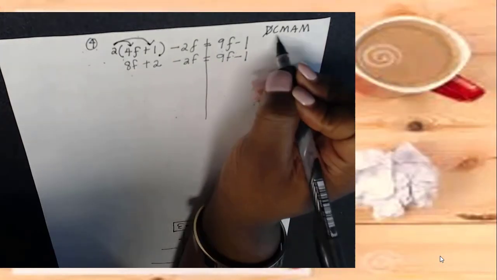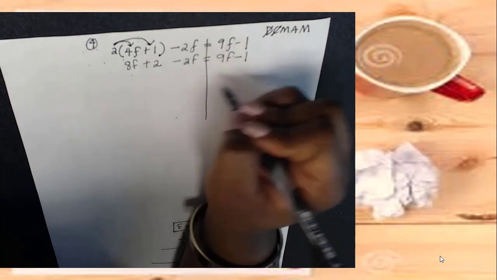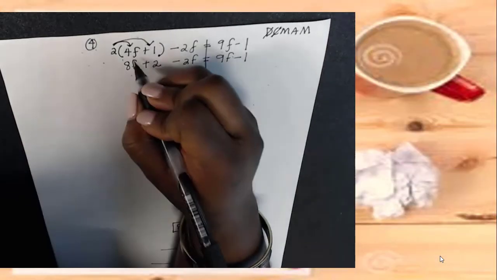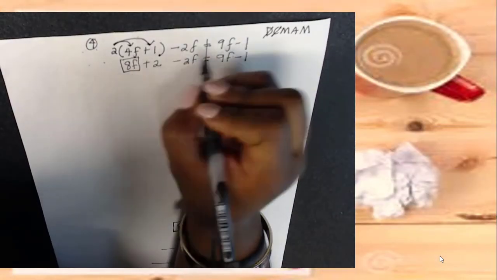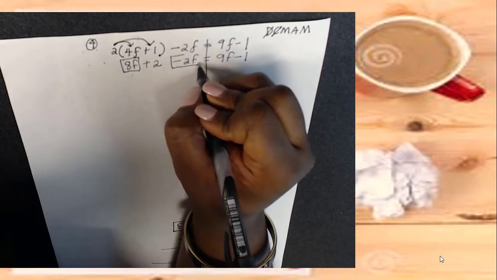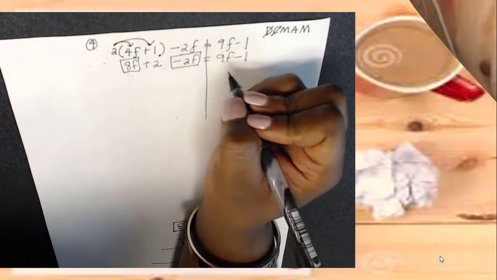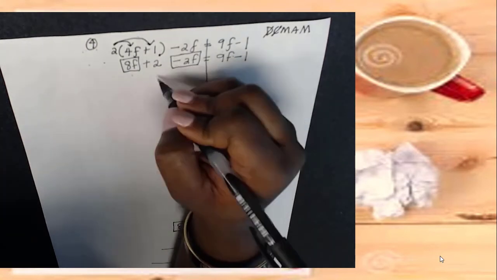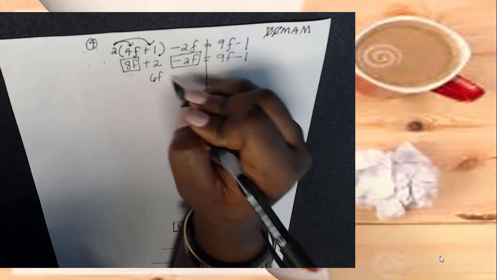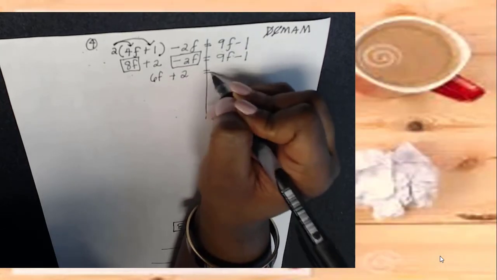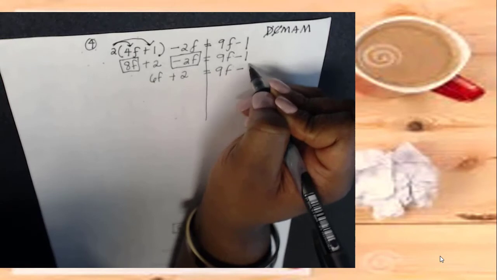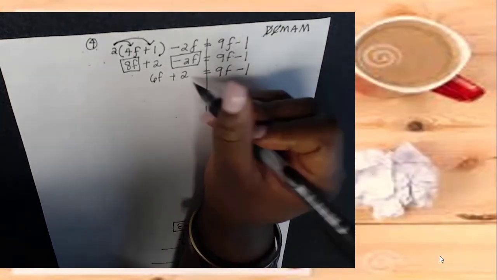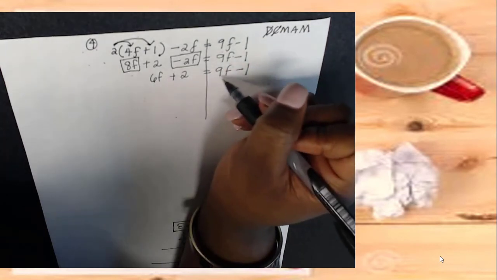All right, so the next step is C. This C stands for combining like terms. On the left side of the equal sign, do I have any like terms? Yes, I do. I have 8f and this minus 2f. Now 8f minus 2f simplifies to 6f, and bring everything else down. All right, here I'm left with 6f plus 2 equals 9f minus 1.